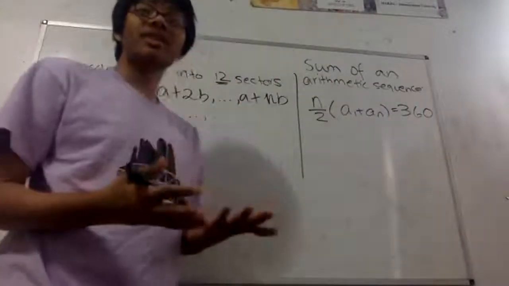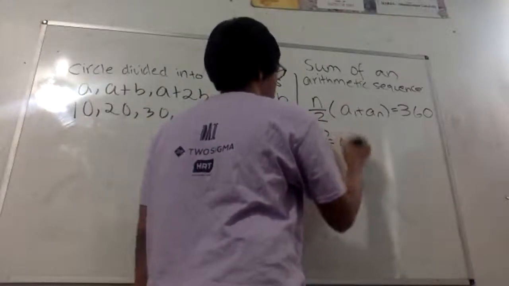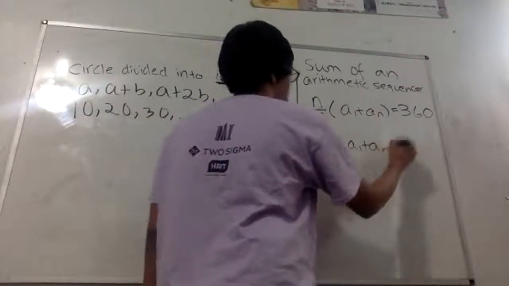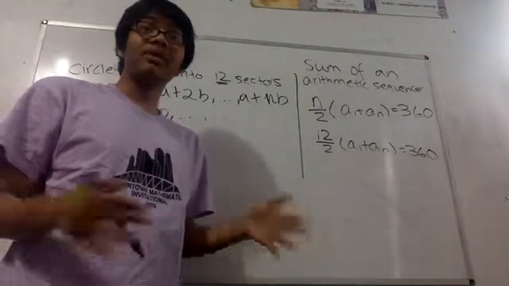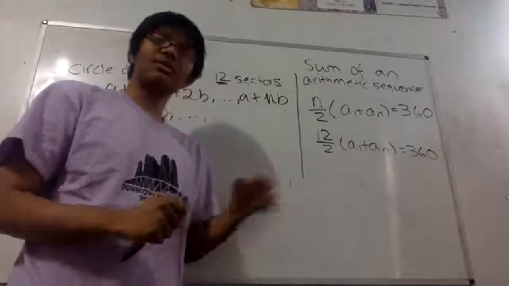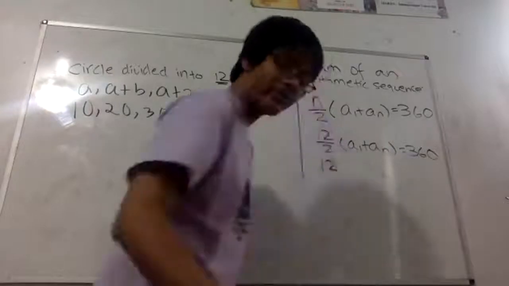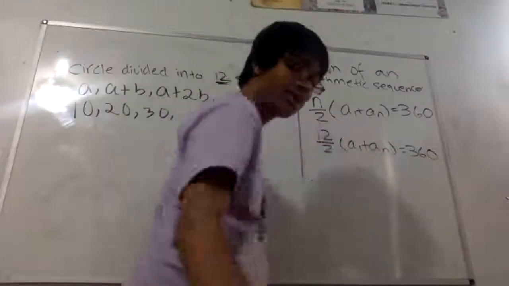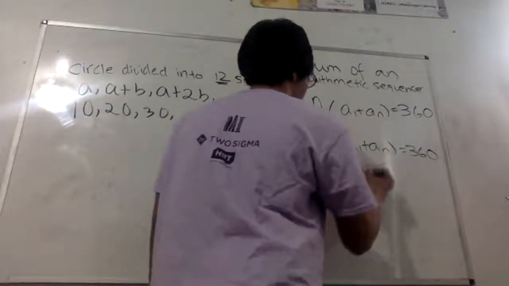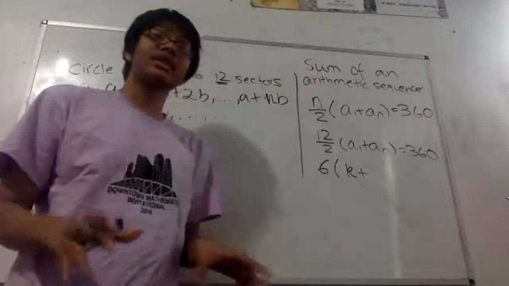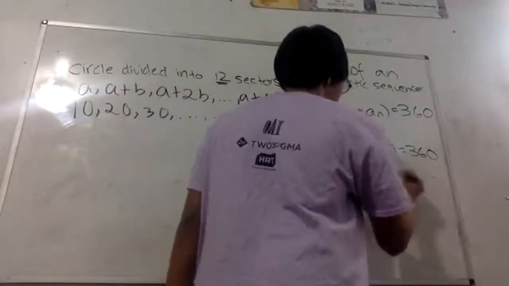We also know the number of sectors we have, which is 12. We're going to write 12 over 2 times a1 plus an equals 360. Now we know that a1 will simply be the measure of the first angle. 12 over 2 is 6. So let's call the degree measure of our first angle k. So that means since we have 12 sectors, the measure of our last angle will simply be k plus 12 minus 1, which is 11.